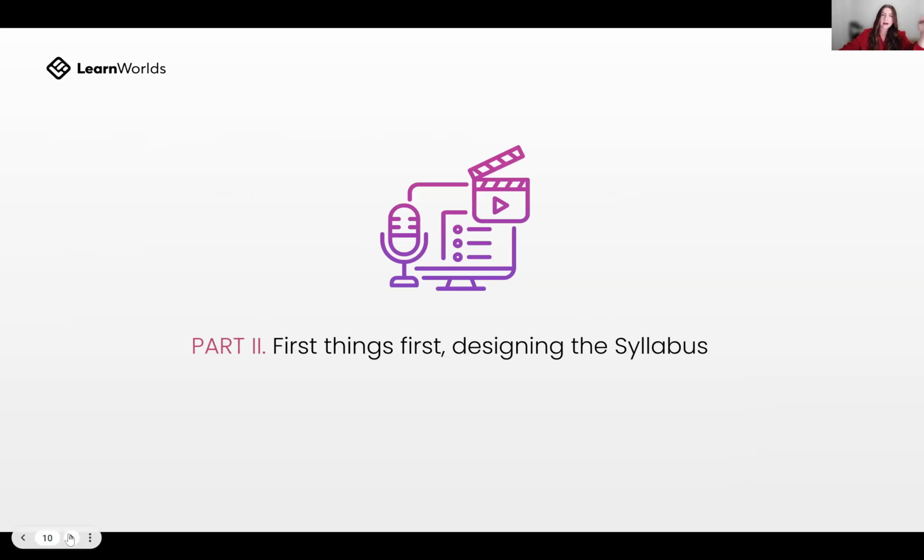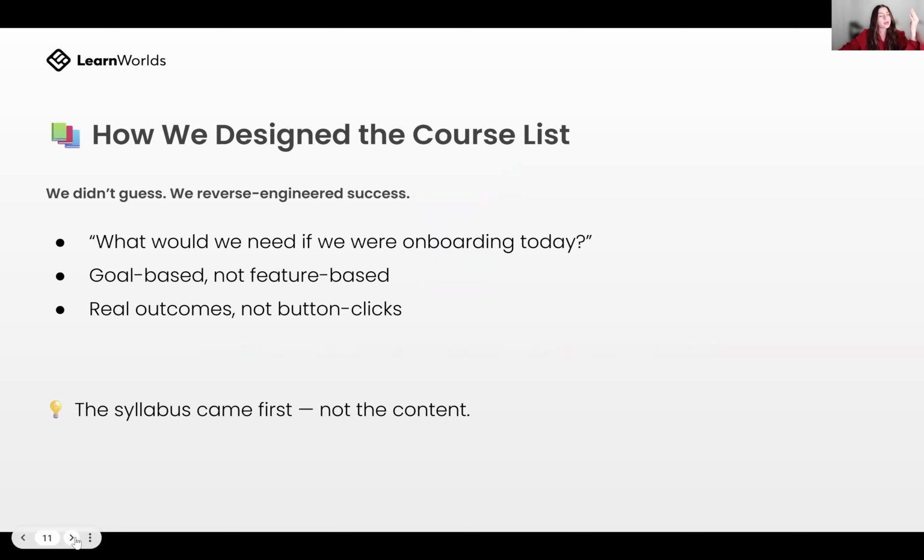So on part two, we will see designing the syllabus. So essentially coming up with the course list. What courses are we going to add into the academy, right? So for us, we didn't go in blindly. We didn't just have to guess. We kind of reverse engineered it.